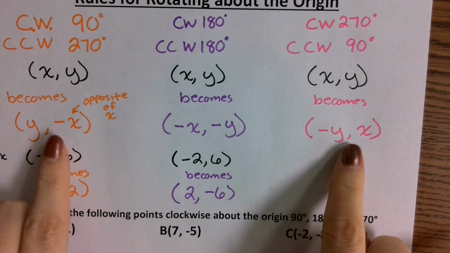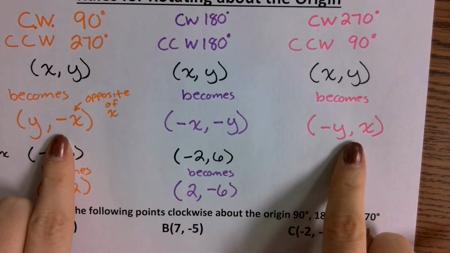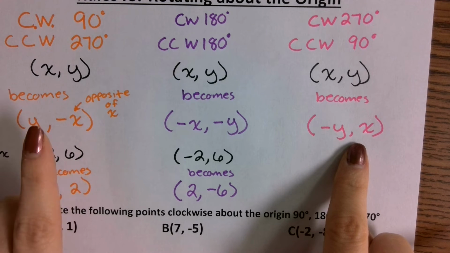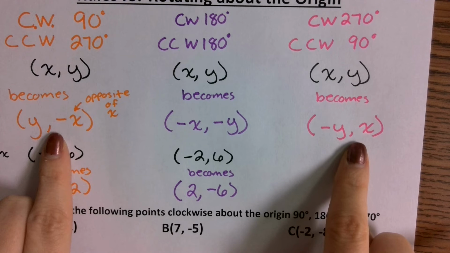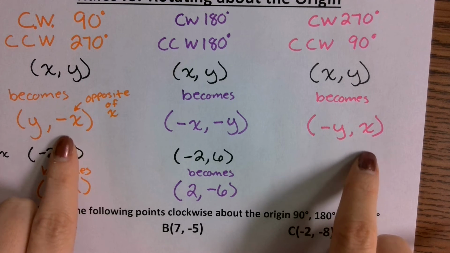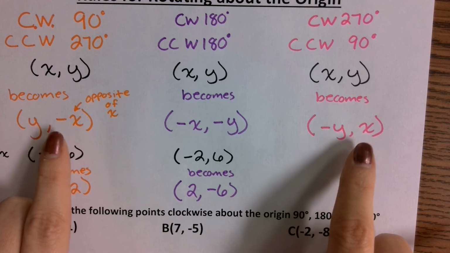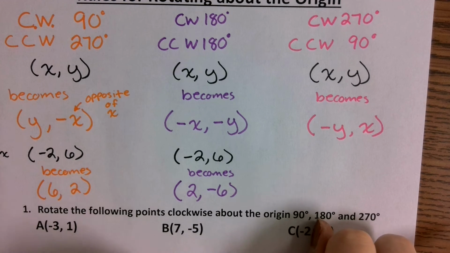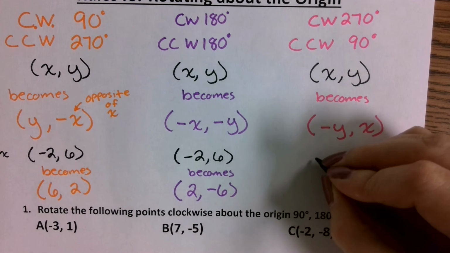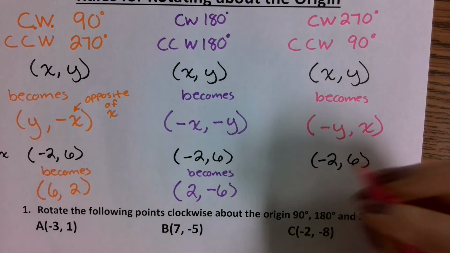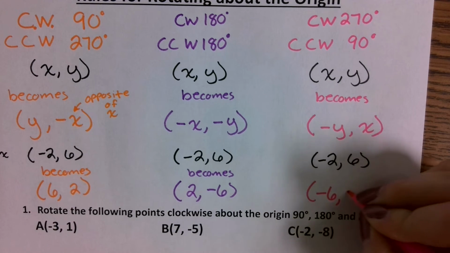So those are the two rules that most people tend to flip-flop and mix up. Be very careful about those. Clockwise 90 and clockwise 270 look very similar and often get confused. So you want to make sure you're making those flashcards, especially for those two rules. If we started at that same point, -2, +6, then it becomes a -6, -2.